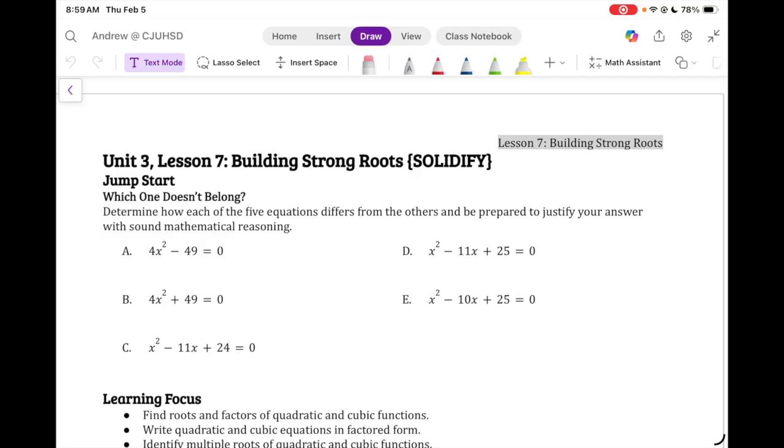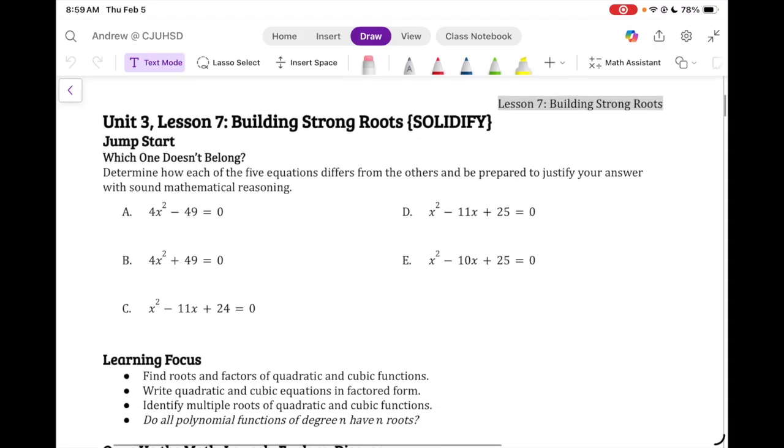Hello, this is the Unit 3, Lesson 7, Launch, Explore, Discuss. We are building strong roots. We are talking about roots of polynomials today.